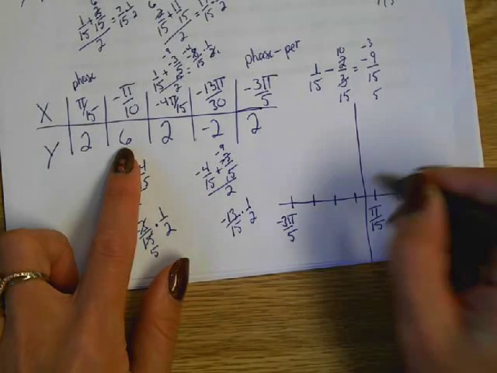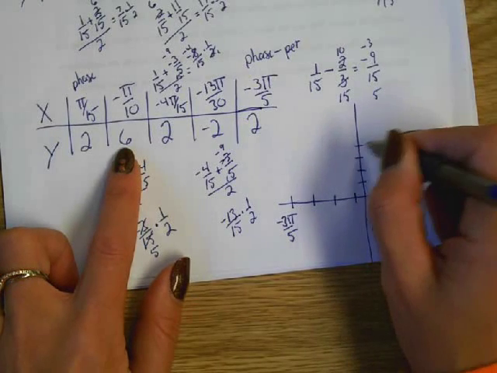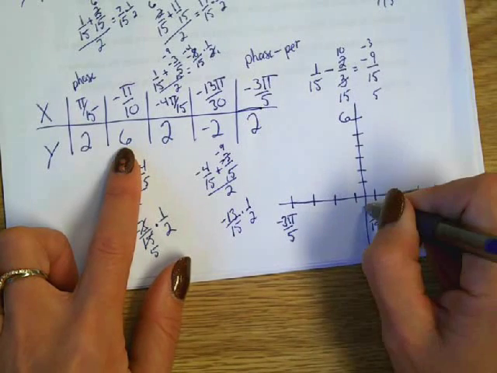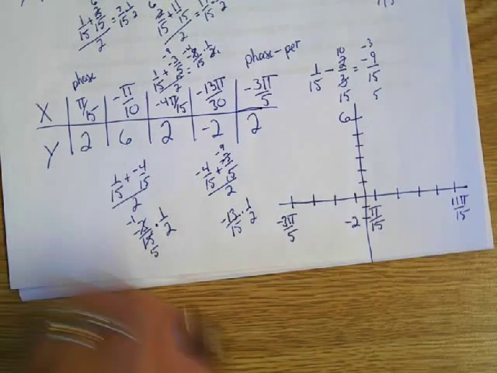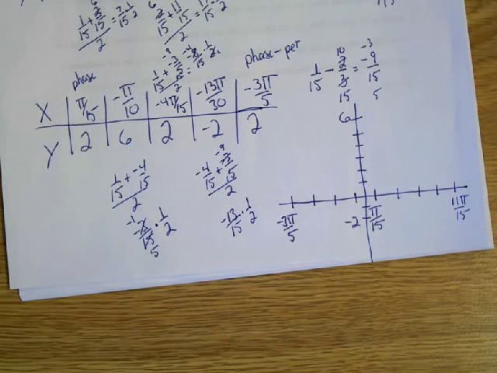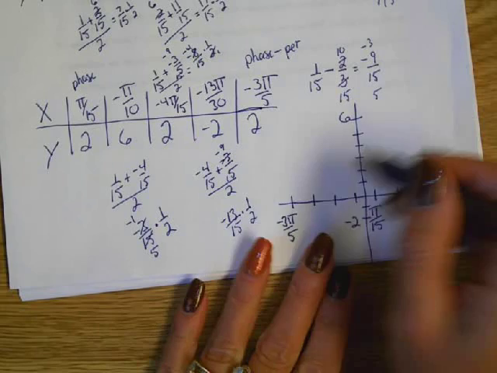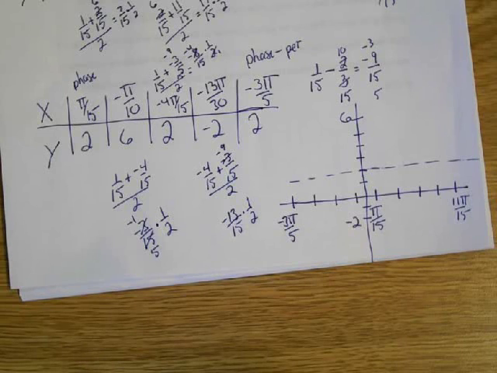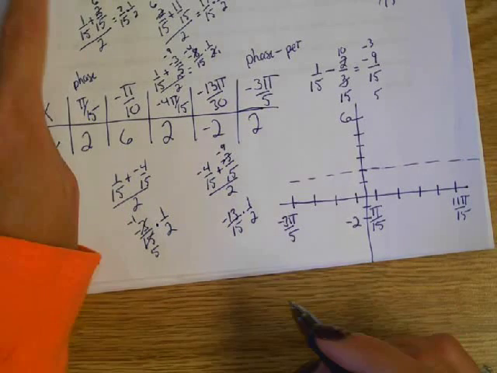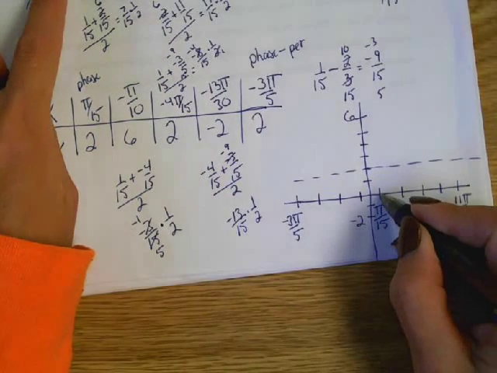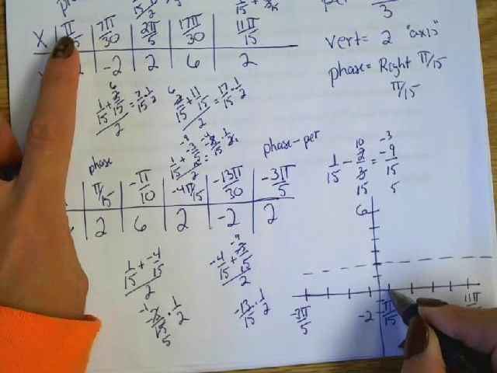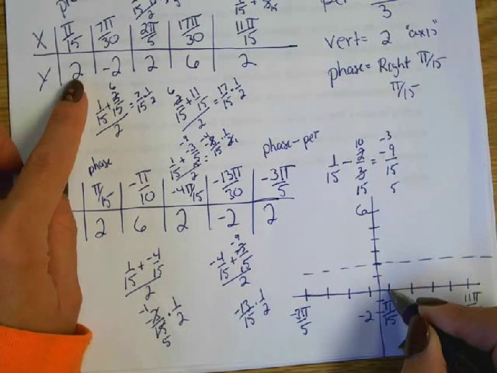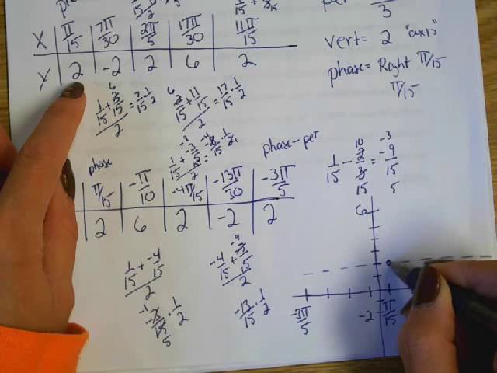Okay, now I've got to go up to a positive 6. And I've got to go down to negative 2. And I know my new axis is at 2. Everybody's with me so far? And now we're ready to plot points. So I look back to my table. Pi over 15, which is this tick mark here. Pi over 15. I need my ordered pair at a y value of 2, so on the axis.